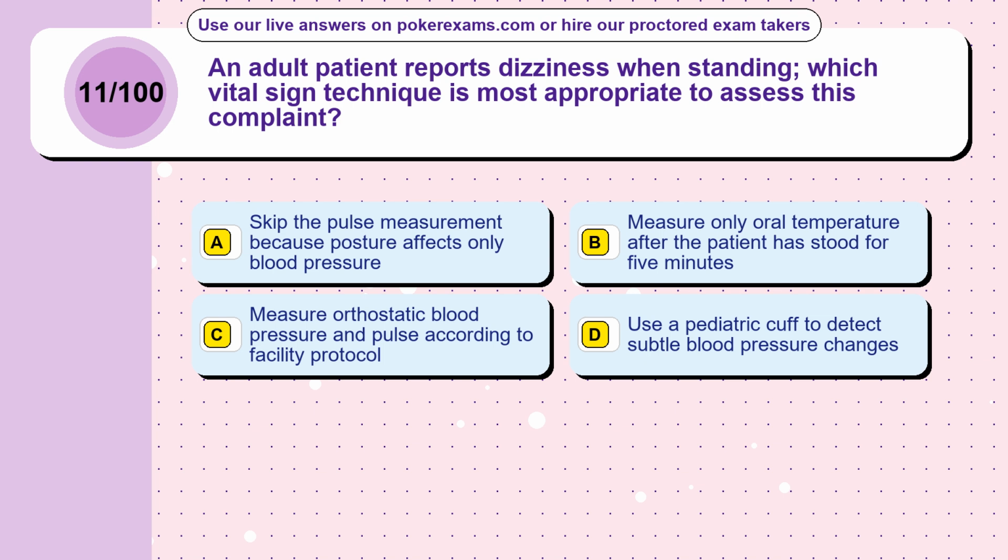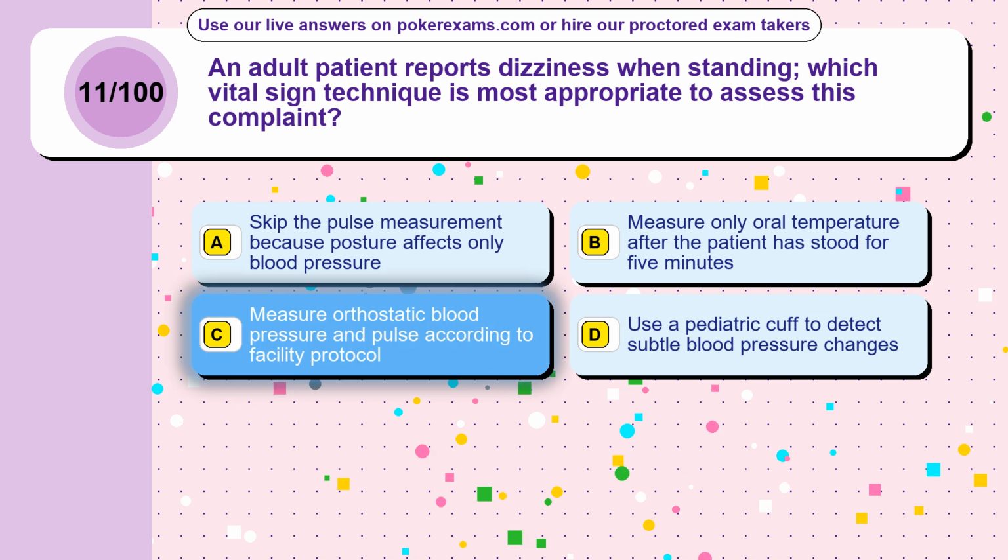Option D. Use a pediatric cuff to detect subtle blood pressure changes. The correct answer is option C. Measure orthostatic blood pressure and pulse according to facility protocol.